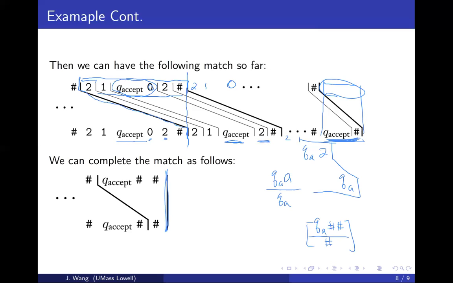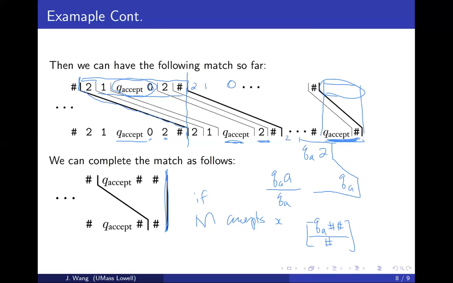So that means if M accepts X, then we can compute. So the dominoes we constructed for that instance, there will be a sequence so that we have a complete match.